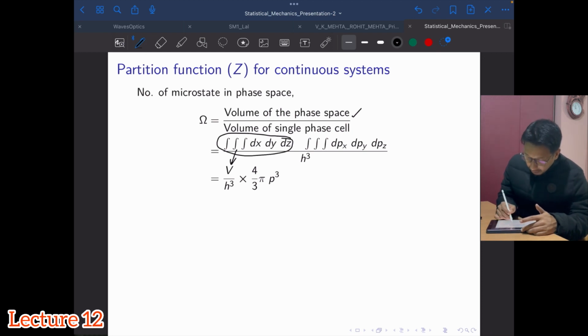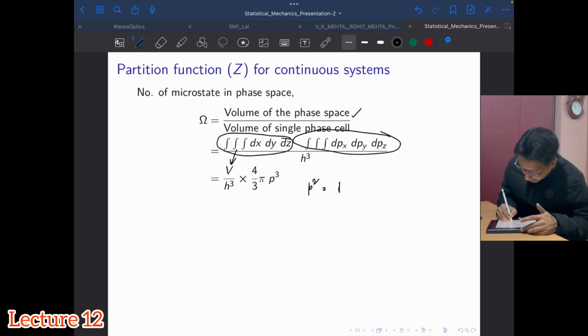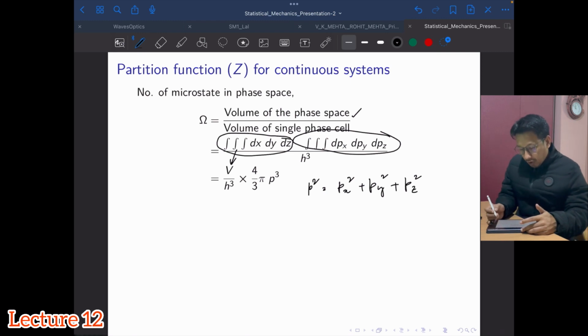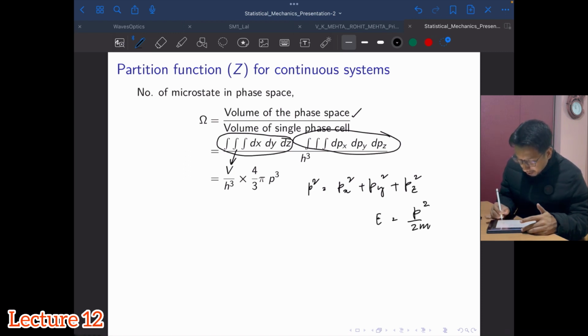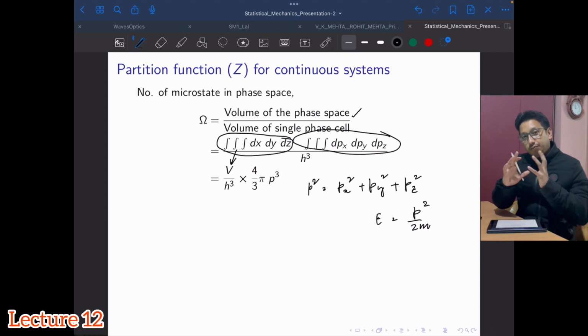Now I need to understand this particular part, the momentum. We can write p square equals px square plus py square plus pz square, and this is related to the energy: E is p square by 2m. Since p square equals px square plus py square plus pz square, you can think about a sphere.